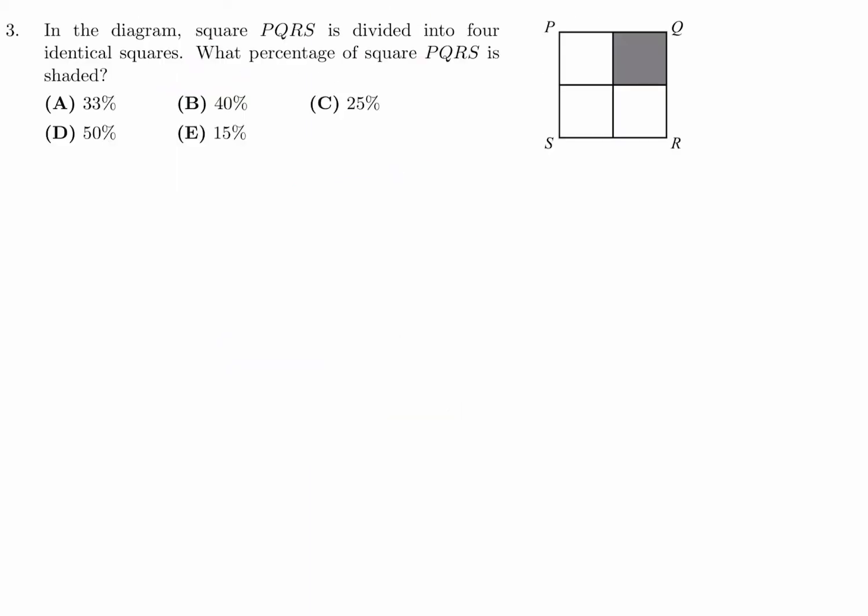In the diagram, square PQRS is divided into 4 identical squares. What percentage of square PQRS is shaded? Okay, well, there's 4 squares and only one of them is shaded. So 1 out of the 4 is shaded. And that, in terms of a percentage, is 25%. So number 3, the answer is C.